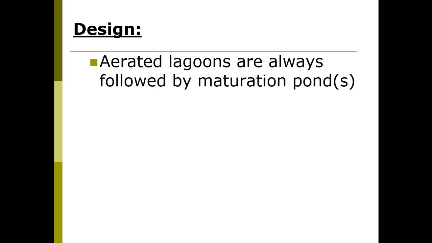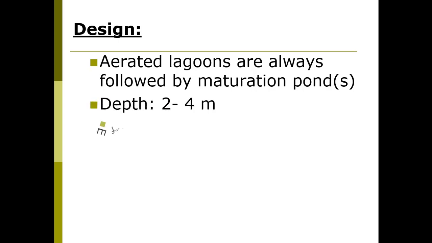Aerated lagoons are normally followed by maturation ponds, just like the waste stabilization pond. So in WSP we have facultative ponds and maturation ponds, while in the aerated lagoon system we have the aerated lagoon and then maturation ponds. So what is the main difference between aerated lagoons and facultative ponds? In the aerated lagoons, we apply mixing with mechanical aerators. On the other hand, in the facultative ponds we don't apply any kind of mixing. This is the main difference.